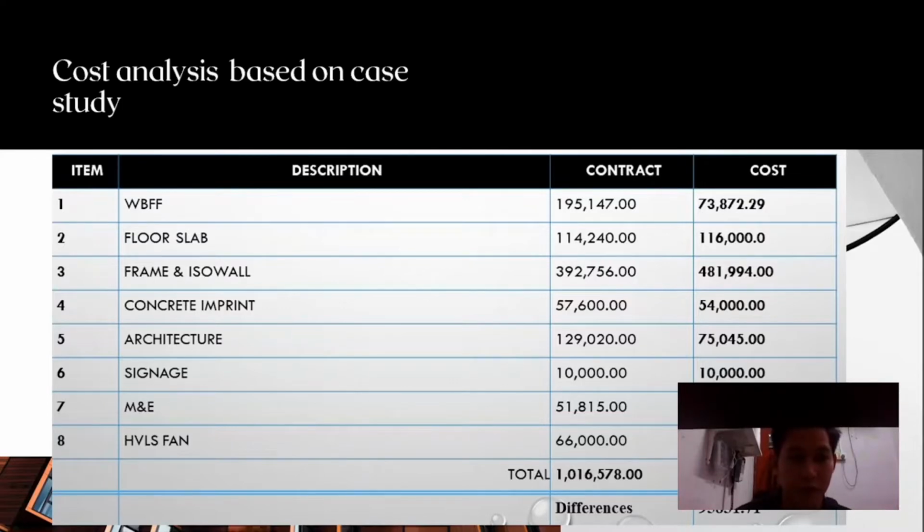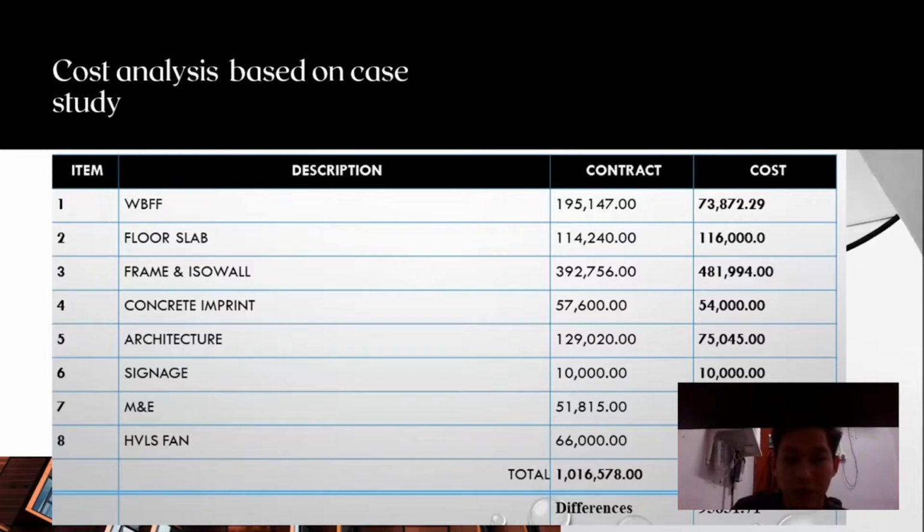Okay, the first item is work below floor finish. The contract is 195,000, while the real cost is only 73,000, and the floor slab is 114, and the real cost is more than the contract cost. Frame and wall are also more than contract cost.